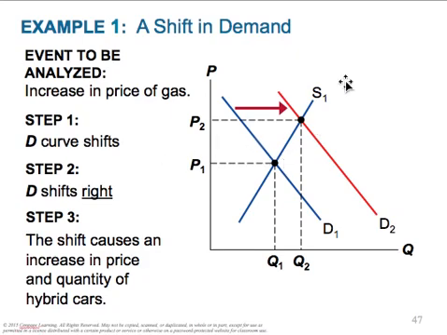Okay, this was our original S1 and S2 for hybrid cars. The price was here. Hybrid cars, for lack of a better word, become more popular because they consume less gas, and gas has increased in price. So what happens to hybrid cars? People want more of them, Q1 to Q2. And when they want more of them, the price increases. They become more in demand. So supply didn't change, demand did. So here's your new price and your new quantity. More hybrids are wanted at a higher price.